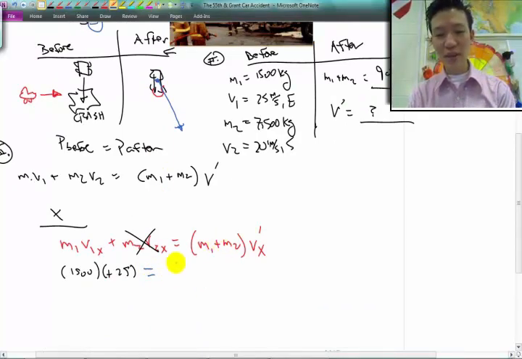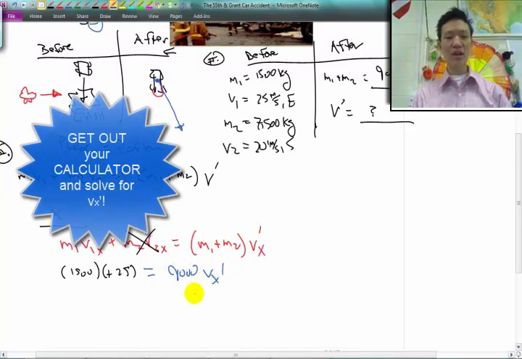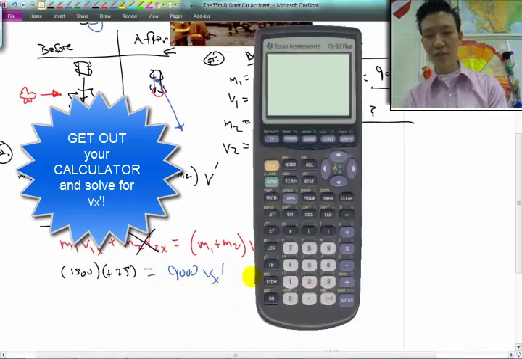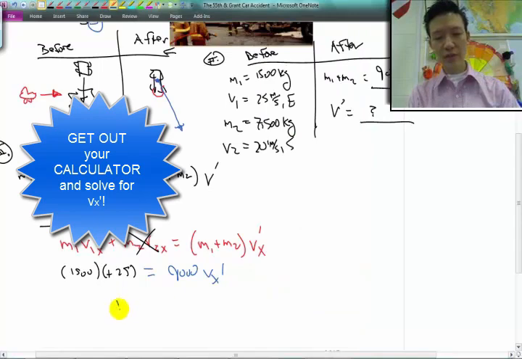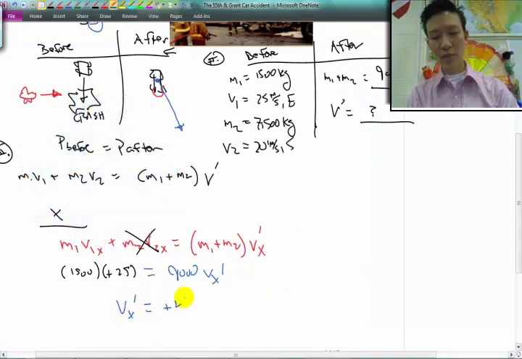And then that's equal to the combined mass, M1 plus M2, 9,000 times Vx prime. So right away we can solve for Vx prime. Let's just get out our calculators. Prime just means after. So we can solve for Vx prime, which is the final velocity in the x direction, by taking 1,500 times 25, and then we just divide by 9,000. That's the final mass. And we get a final x velocity of 4.17 meters per second. Vx prime is equal to positive 4.17 meters per second.